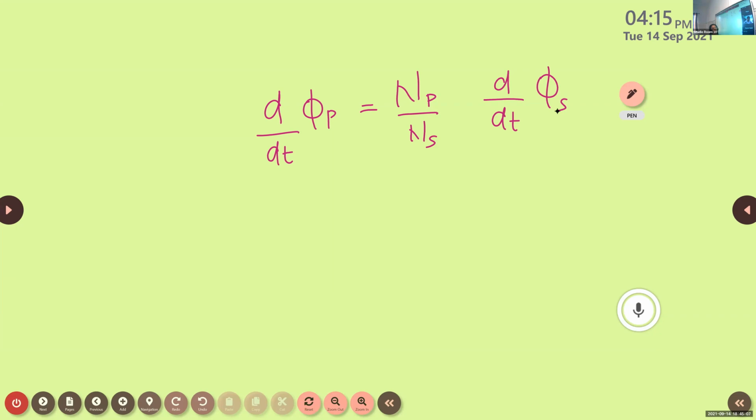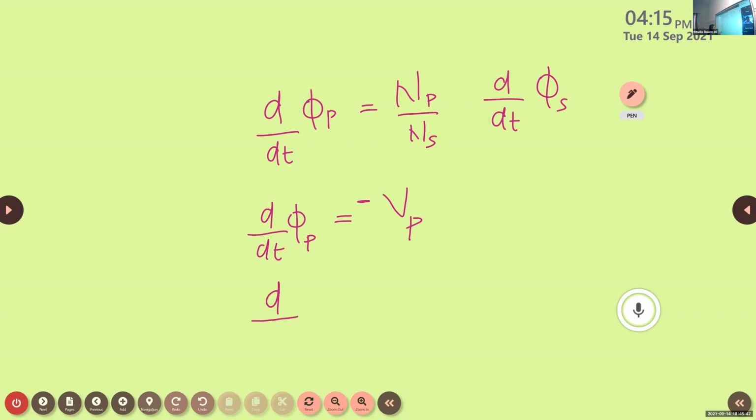to the induced EMF. Similarly, here we have d by dt of phi p. So the rate of change of magnetic flux associated with the primary coil is given by d by dt of phi p. d by dt of phi p is nothing but the induced EMF of the primary coil. So instead of E, we take it as V. Instead of induced EMF epsilon, here we consider it as V. And according to Lenz's law, there is a negative sign here. So d phi p divided by dt is equal to negative Vp.